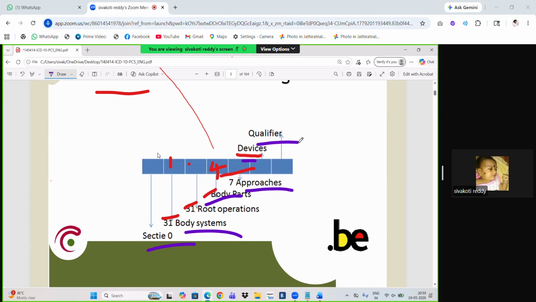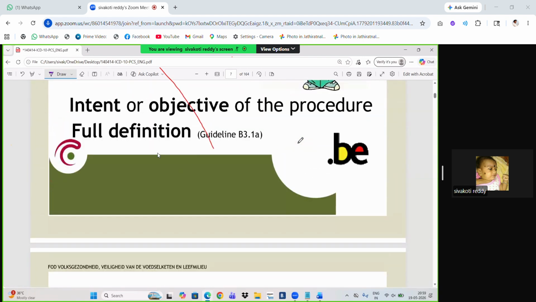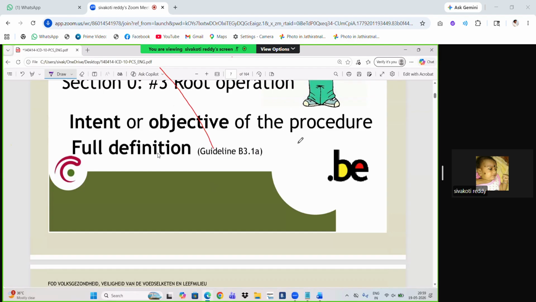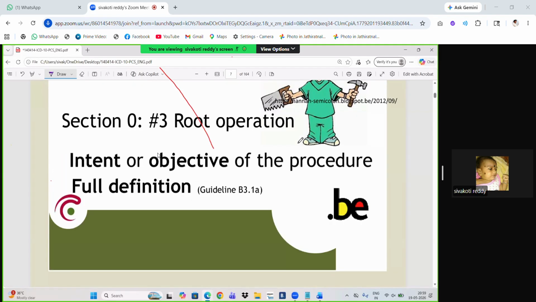No. Root operation is important, guys. Root operation means the objective or intent of the procedure. What is the exact procedure they are performing? It depends on the root operation. If you identify the proper root operation, you will get the correct code. If you don't find the proper root operation, for every root operation you will get the same body system, same approach, same device, same qualifier. Root operation is the only important thing in PCS.